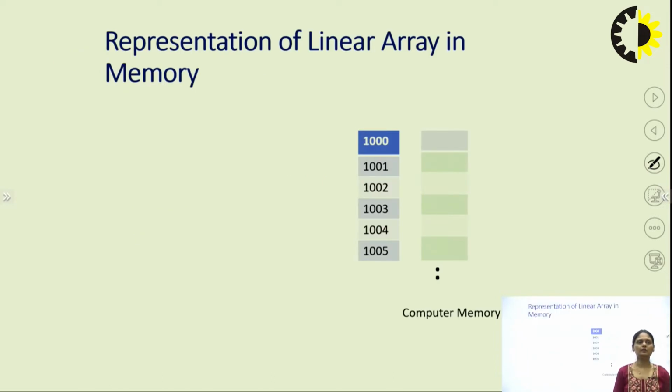Now, representation of linear arrays in memory. We have already seen in the first example that arrays are stored in contiguous memory locations. Over here also we can see that this is contiguous memory. These are the addresses, starting from 1000, which is considered as the base address, and it goes on up to 1005. However, it depends on the number of elements that we are storing. So, this is the computer memory, and it is stored in a contiguous form.